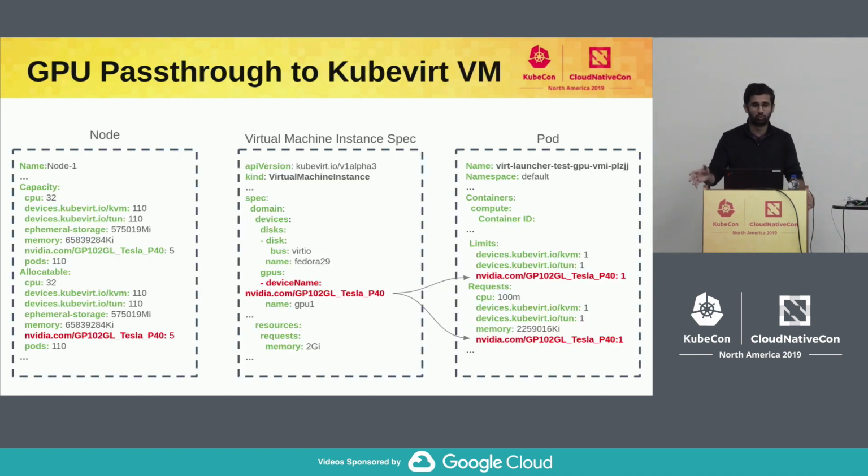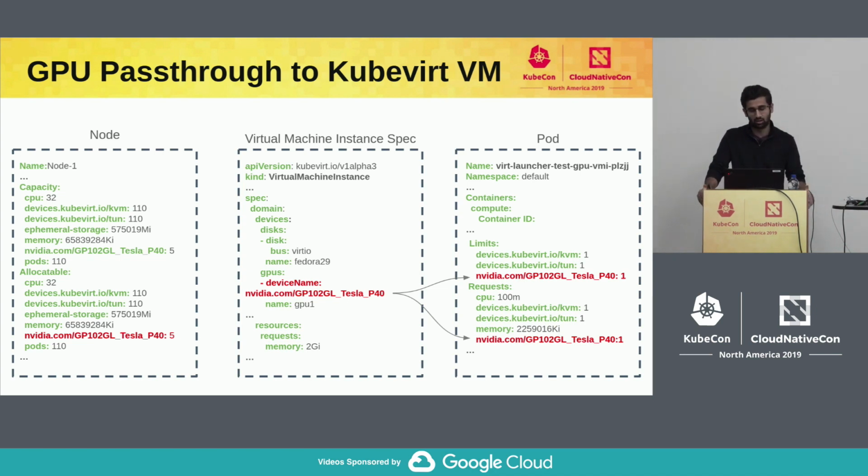I think no KubeCon presentation is complete without some YAMLs. So here are my YAMLs for you. Once the device plugin comes up, it exposes that, and it advertises those GPU devices to the kubelet. The node shows those GPU devices as allocatable devices. You can see that on the left, that there are 5 GPUs on that node.